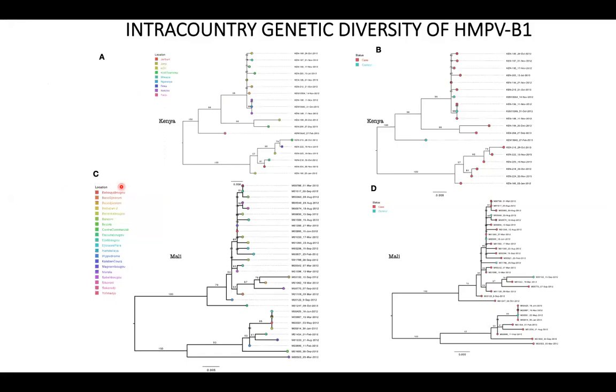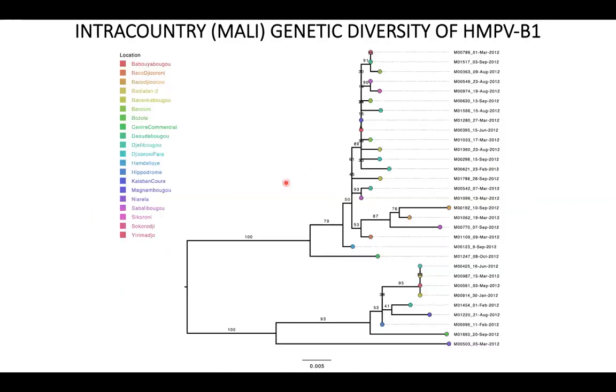Here we aim further to assess the within-country genetic diversity, and this is a maximum likelihood molecular phylogenetic tree. The branch lengths represent the genetic distance. I'm showing the results for Kenya and Mali, randomly selected. I'll home in on a single country, Mali. The tip shapes here represent different locations, and we can see that sequences from different locations are mixed within the phylogenetic clusters or clades. This suggests that upon introduction in the country, there is rapid spread of variants within the country.